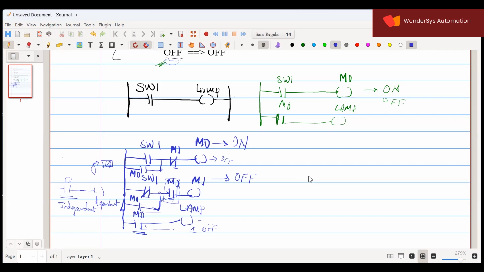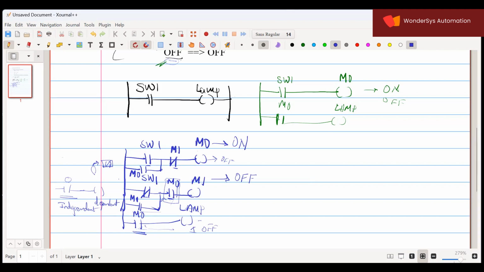Anyone please confirm? Why did we use it in the second rank? Why did we use M0 as a NO? I'm not using it as a NO. Don't use it, okay? It's homework for you people. Don't use M0 here, okay?